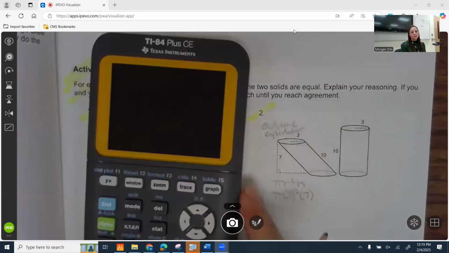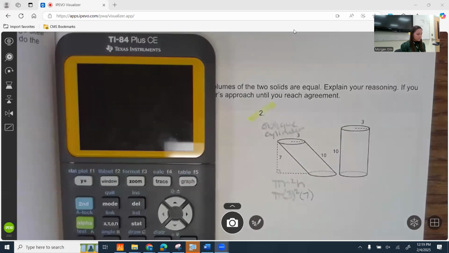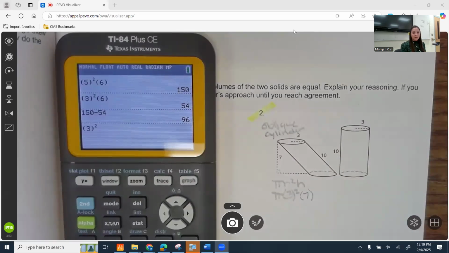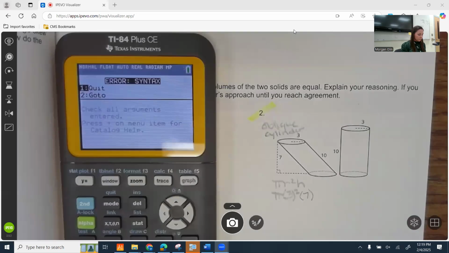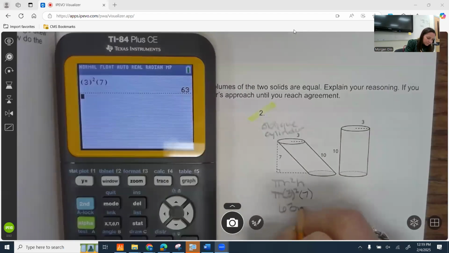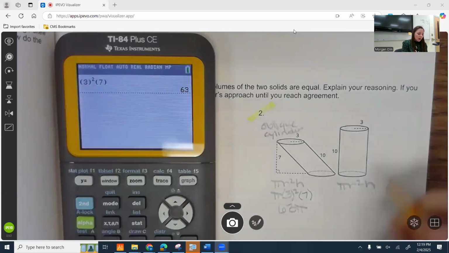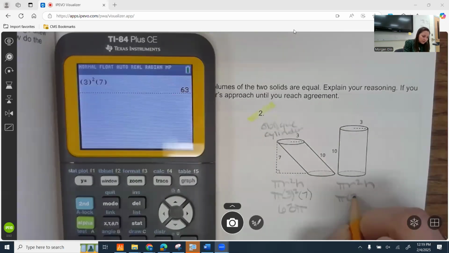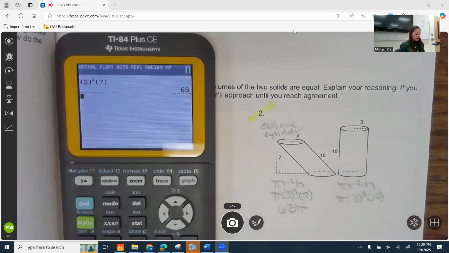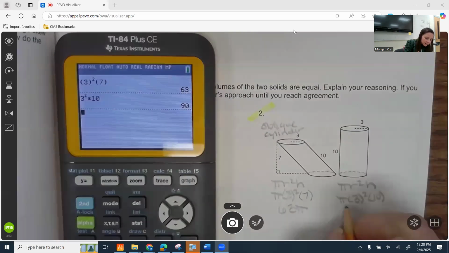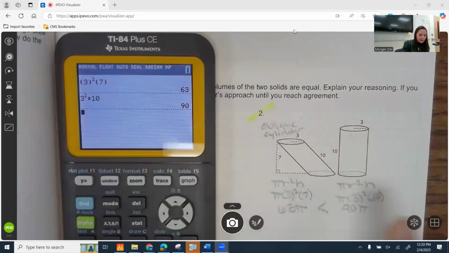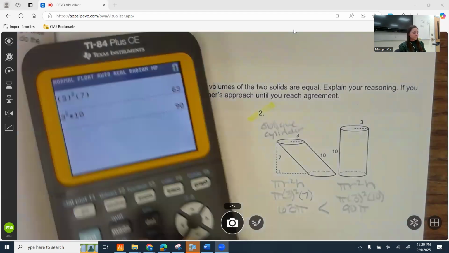When I do this, 3 squared times 7, and I get 63 pi. Now here, this is pi r squared h. So pi, 3 squared times the height of 10. Some of you may already know these are different. This gives me 90 pi. The one that is upright is greater than the one that is oblique.